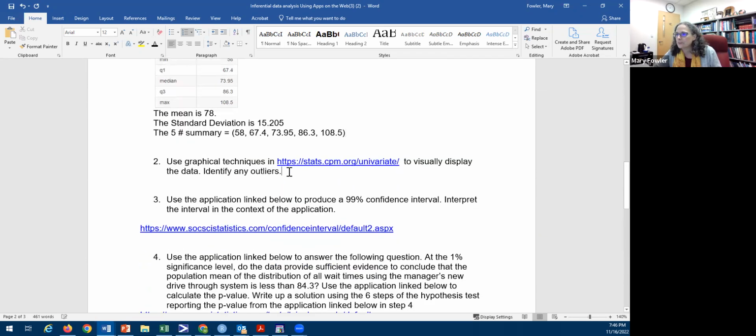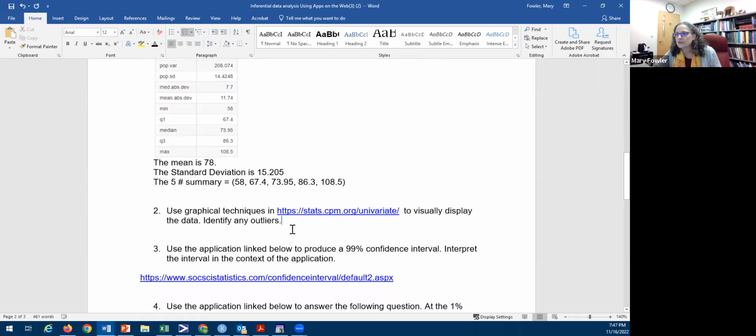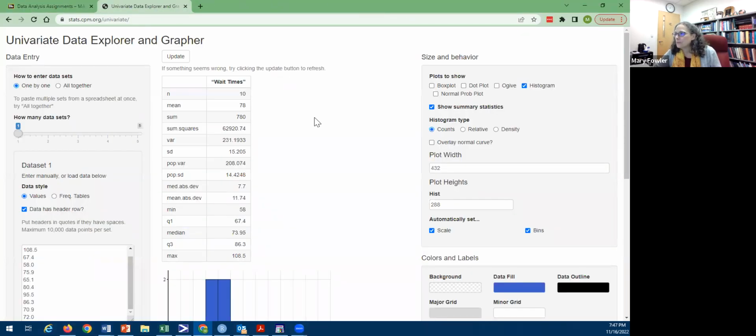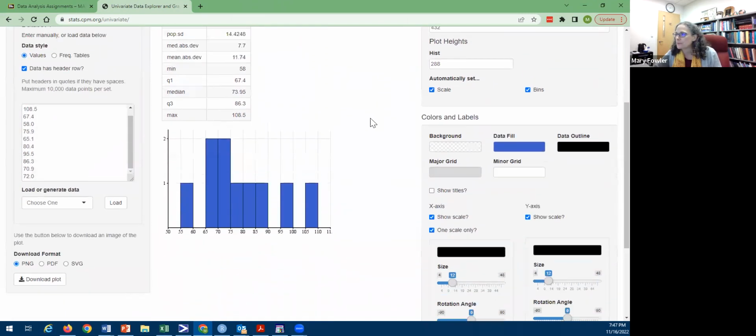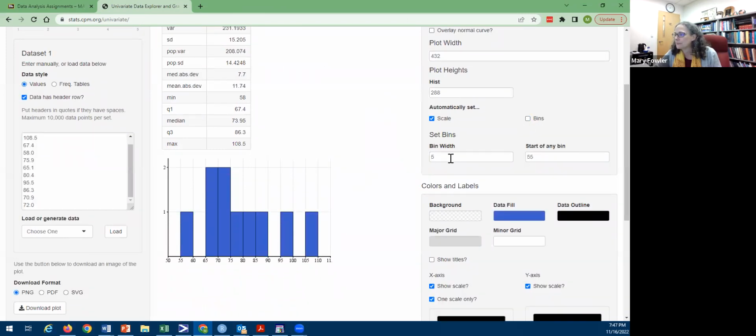Okay, so the next problem says use graphical techniques, here at this same screen, at the same CPM univariate, to visually display the data and identify any outliers. So coming on over here, we have a choice of graphs. We could use a box plot, a histogram. I'm going to go to the box plot, but you can work with the histogram if you want. Remember, if you're working with the histogram, you might want to play around with the bin width here.